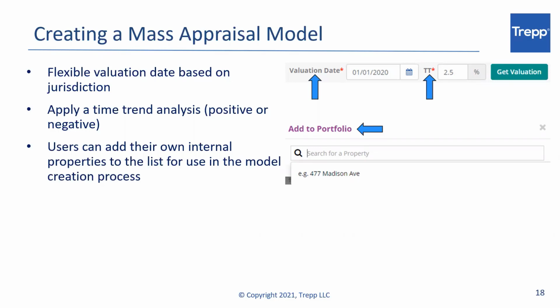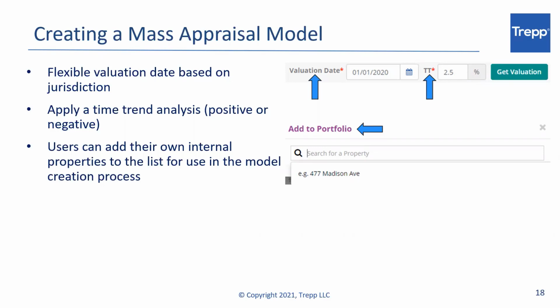So in this case, if the assessment date was January 1st, you can use that date as your valuation date in the platform. If you think the market has appreciated or depreciated or stayed the same, you can apply a time trend. So that could be a zero time trend if you think there's been no change in the market. It could be a negative if you think the market has gone down, or it could be a positive if you think the market has gone up.